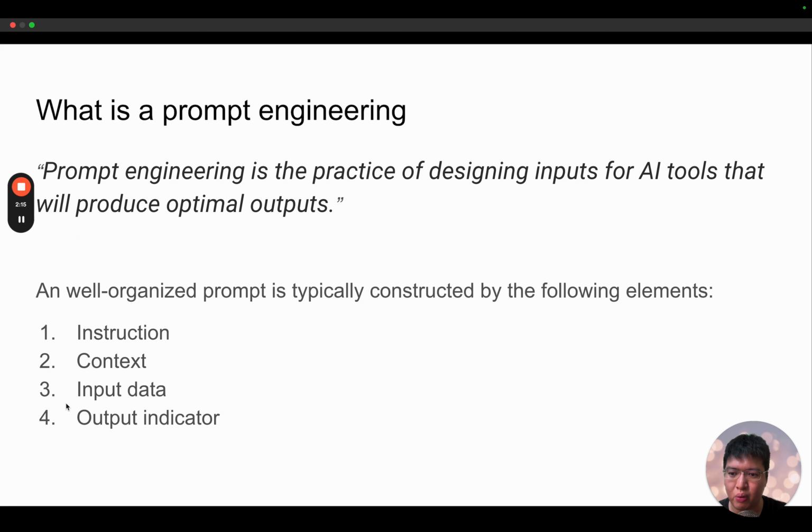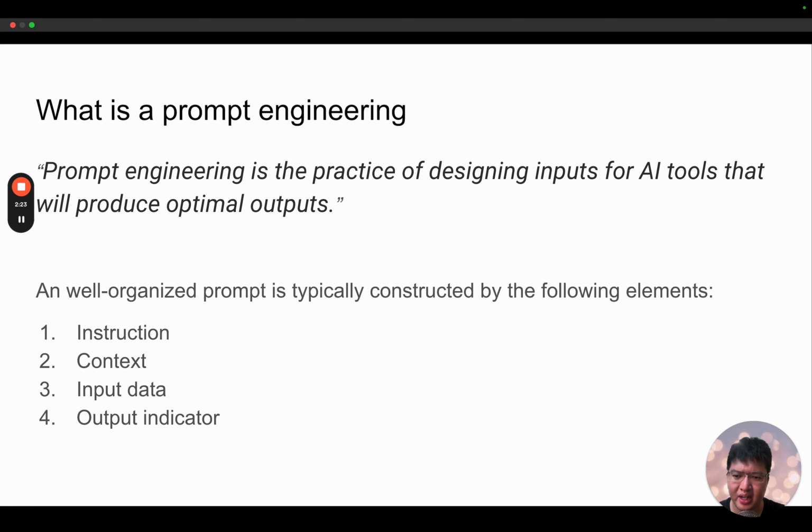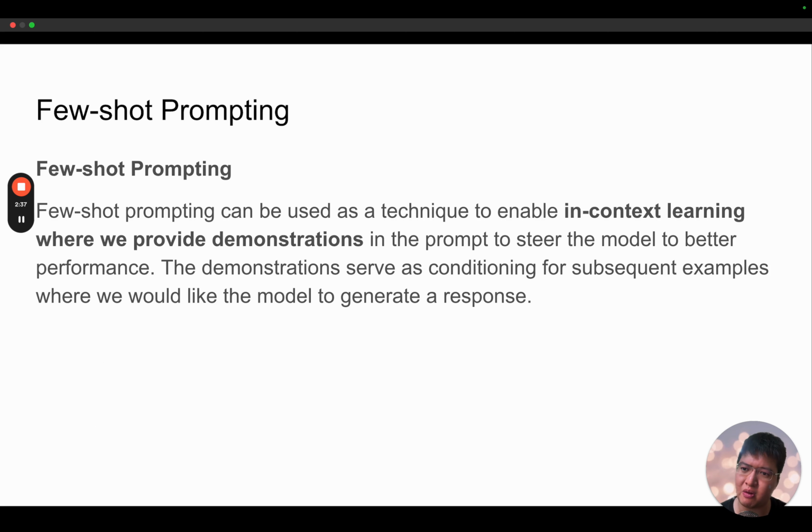Okay, so we have an instruction. Now we have input data, which is the task we want to analyze. The output indicator then will be the sentiment I want to generate, or you want to analyze, from the task we provide. So the output will be neutral based on the task we send to the model. So that's zero-shot prompting.